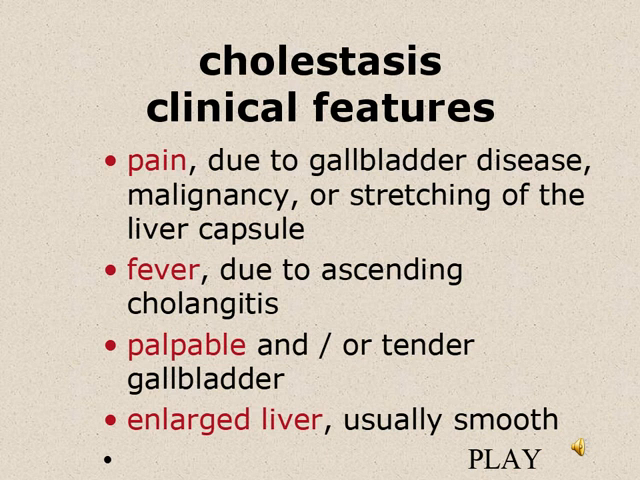Cholestasis clinical features are pain, due to gallbladder disease, malignancy, or stretching of the liver capsule. Sometimes there is fever due to ascending cholangitis. The features are pain, fever, a palpable tender gallbladder, and an enlarged liver. The liver is usually swollen, with an enlarged liver, palpable gallbladder, fever and severe pain.